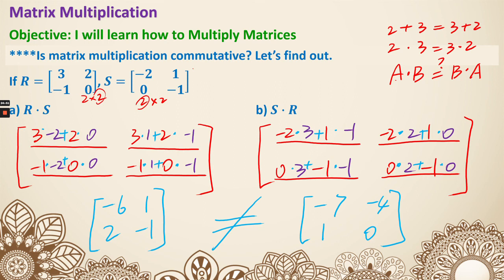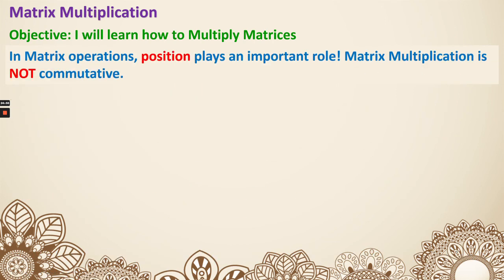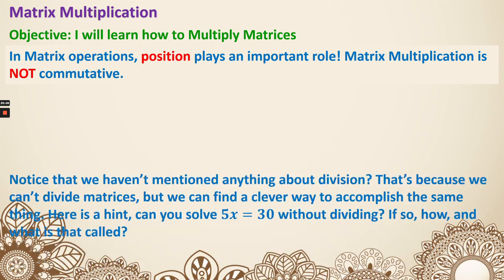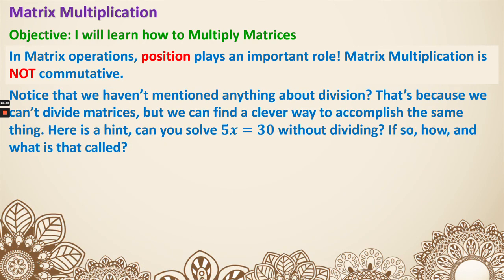which means we cannot flip the matrices. In matrix operations, position plays an important role. Matrix multiplication is not commutative. You can't move the matrices around. Notice that we haven't mentioned anything about division. That's because we can't actually divide matrices. But we can find a clever way to accomplish the same thing.